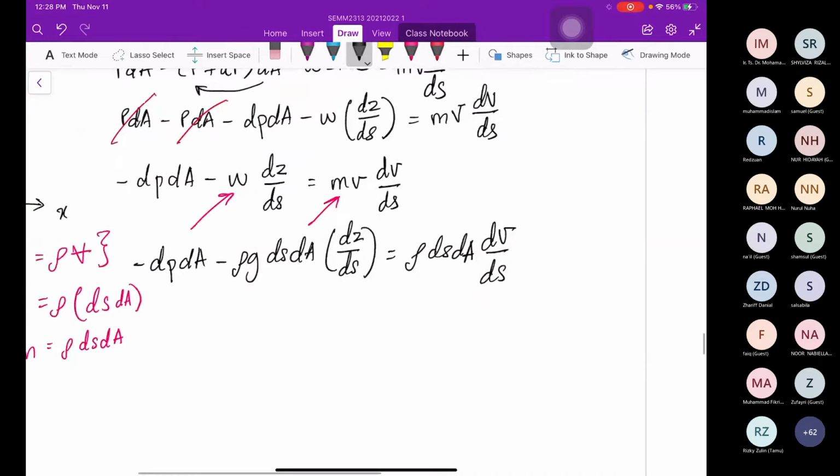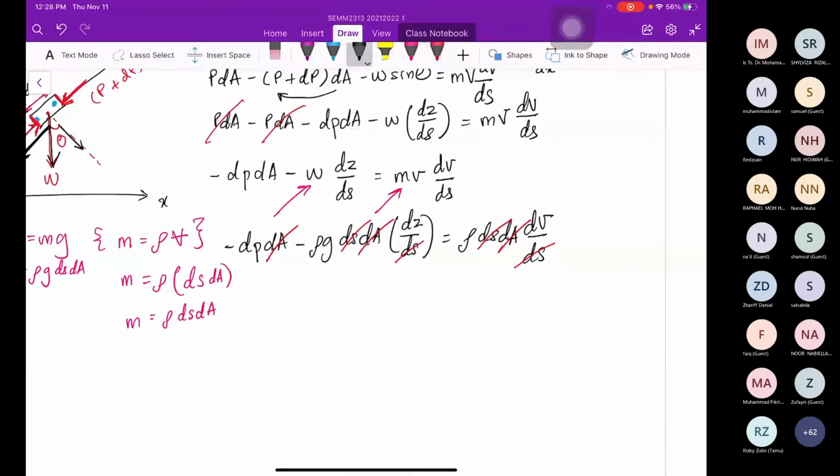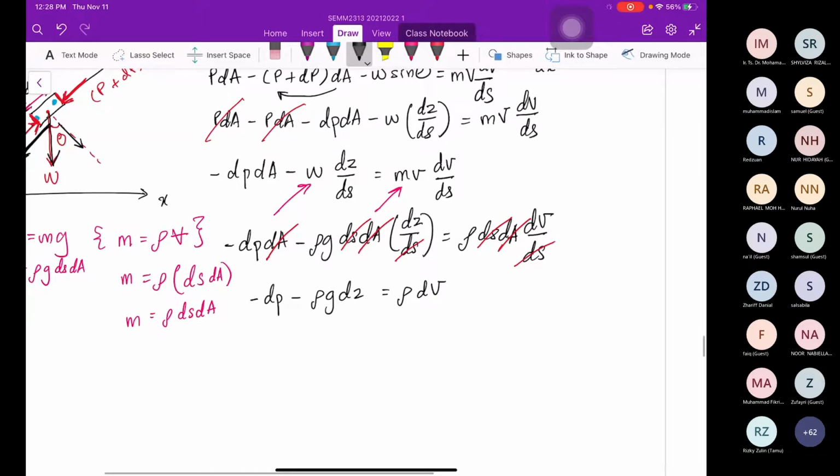ds. So I want to cancel out ds with ds, ds with ds, dA with dA and dA. What I got now is negative dP minus ρ g dz equal to ρ dV. And I rearrange the equation back: dP, this one I rearrange and divide by ρ.